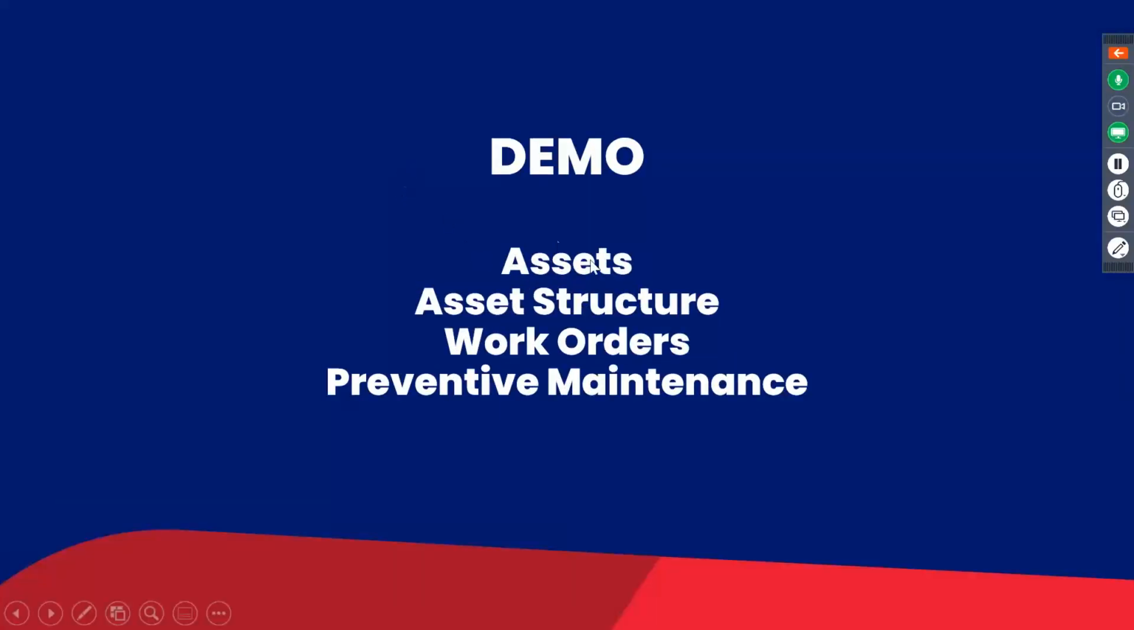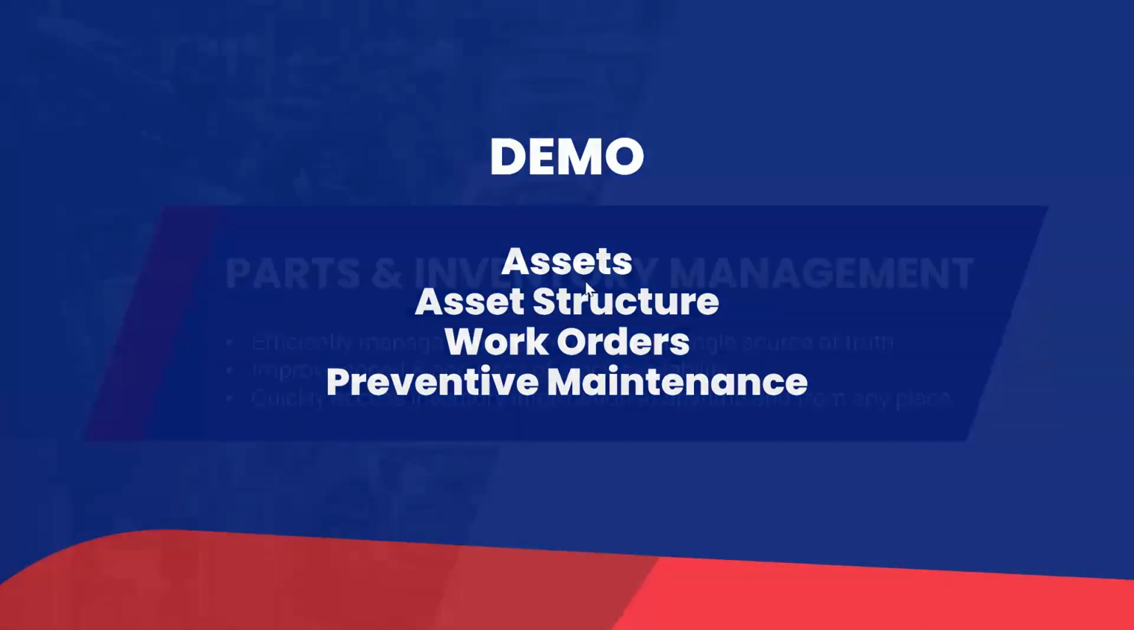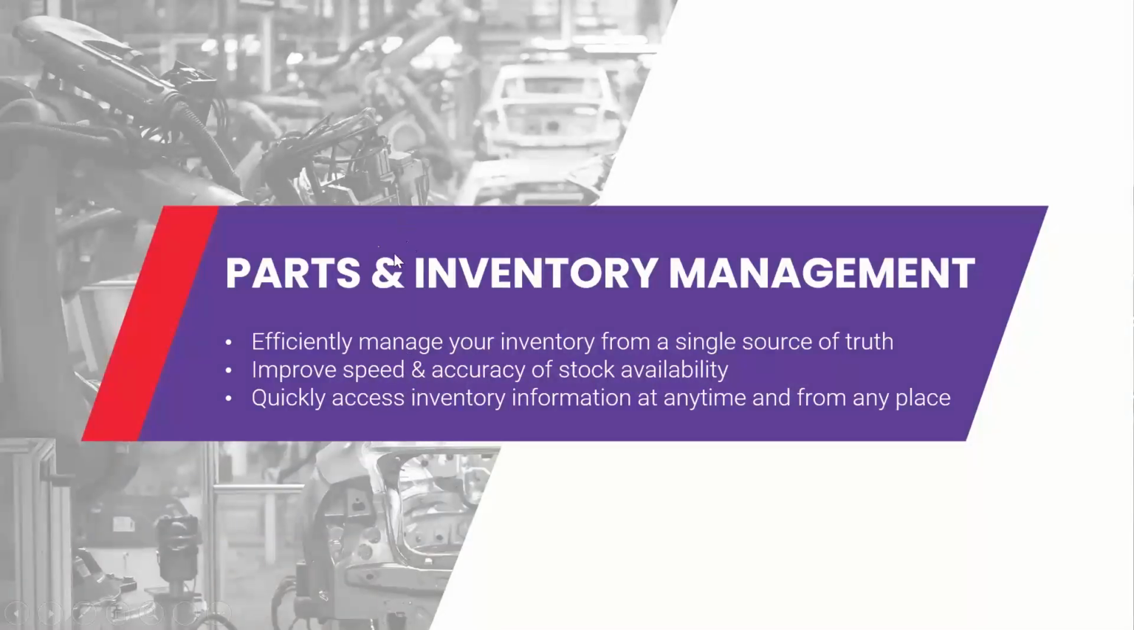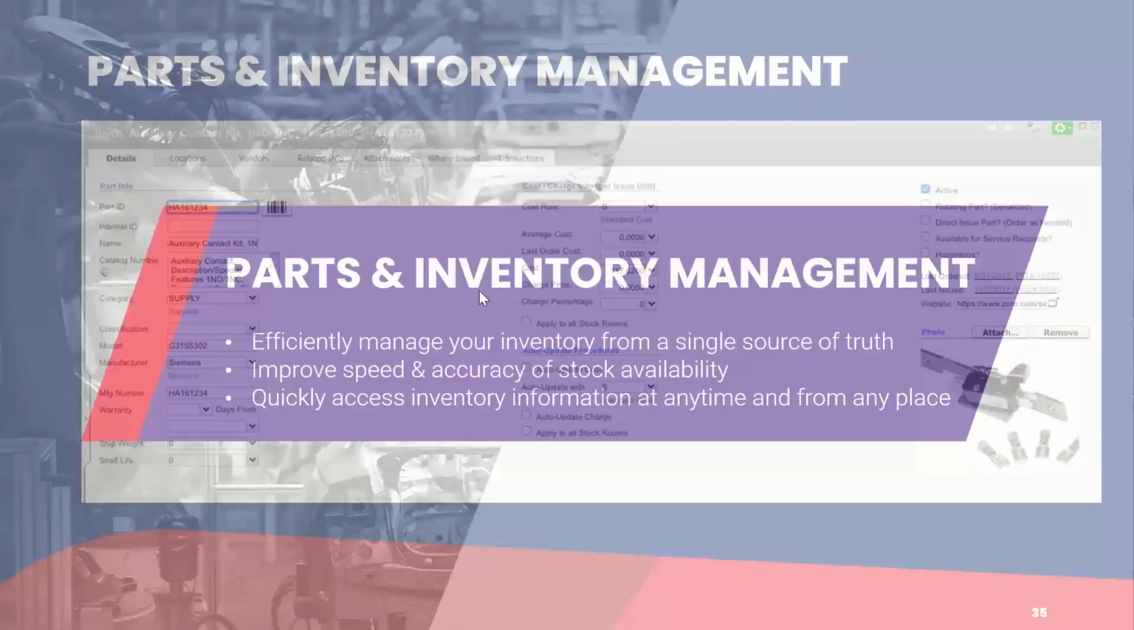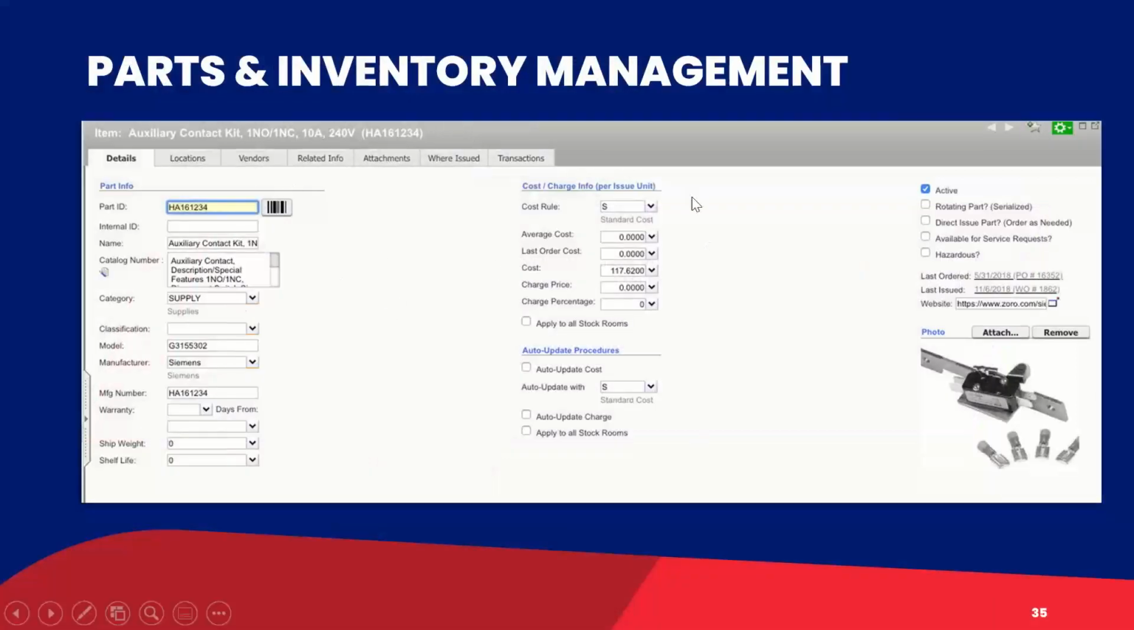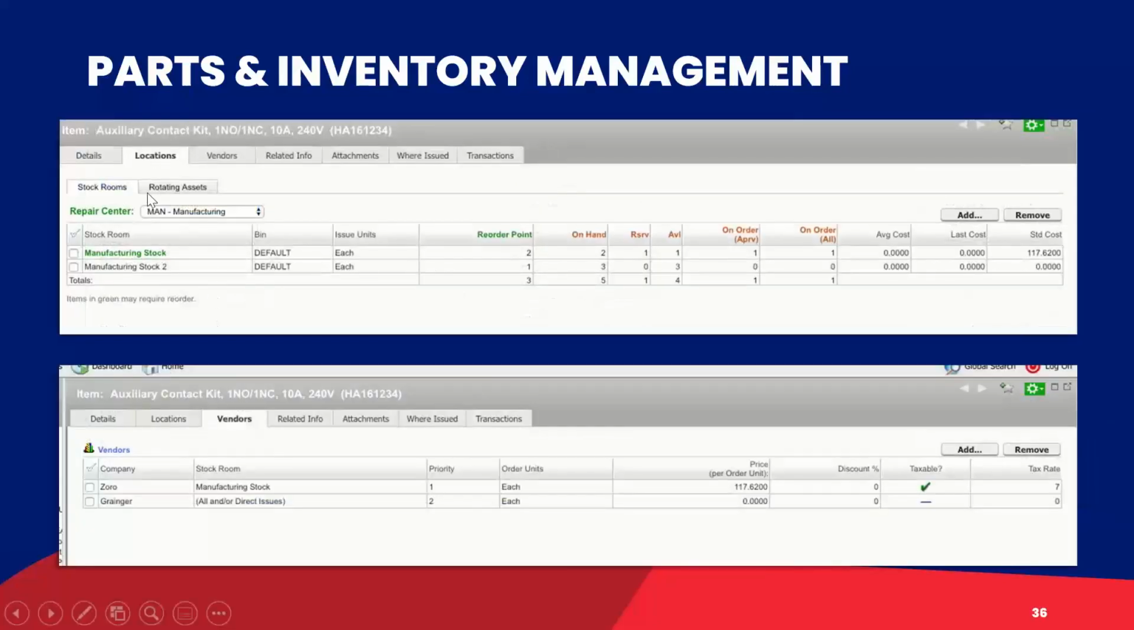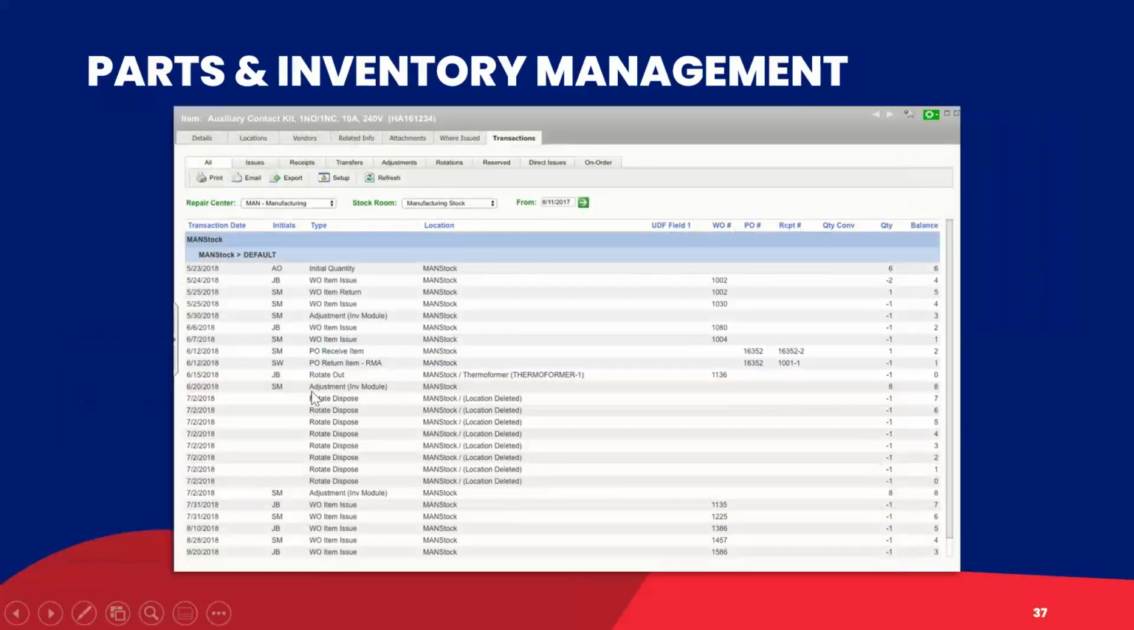Okay. Yeah, well, we took a look at the asset and the structure, the work orders, and also just a quick look at preventive maintenance. Well, the system also maintains parts and inventory. Actually, same way of doing it. You add items, you add them to locations. You have your tool shop. You have your stock room.